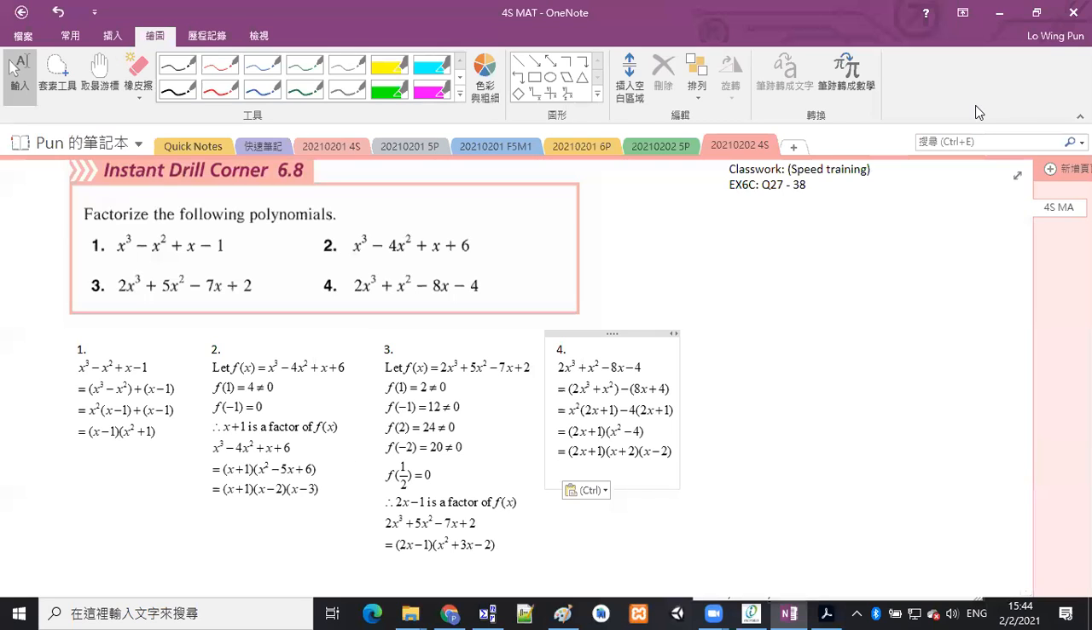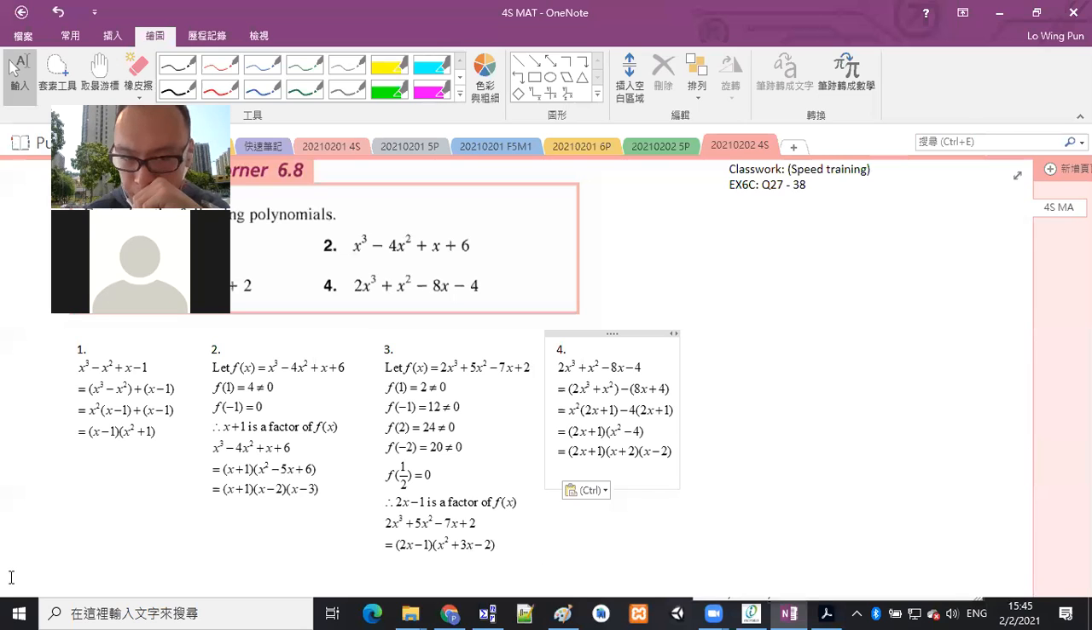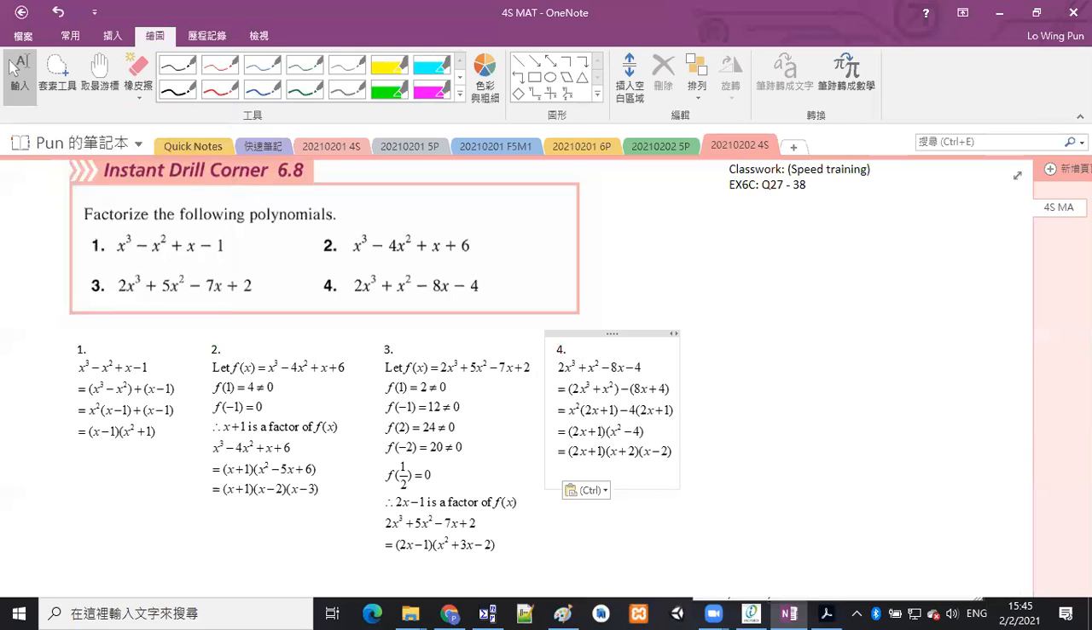Okay, I would like you to give me a response here. If you are okay with this instant drill corner 6.8, question number 1 to number 4, please give me a like or a clap. Thank you. If you do not understand any step here, please raise your hand.